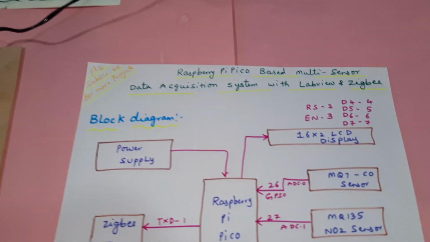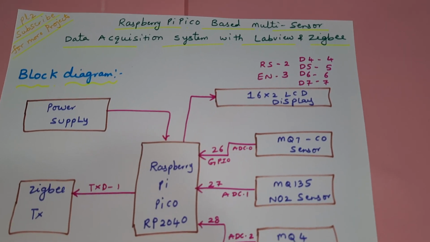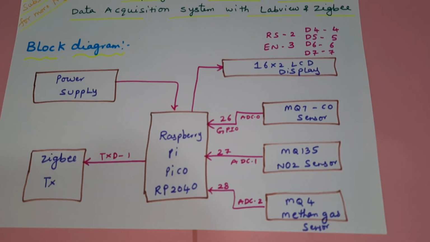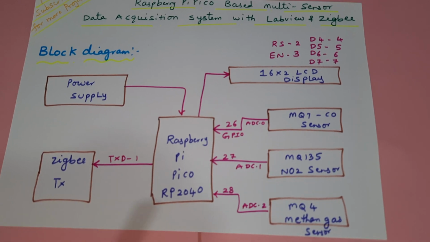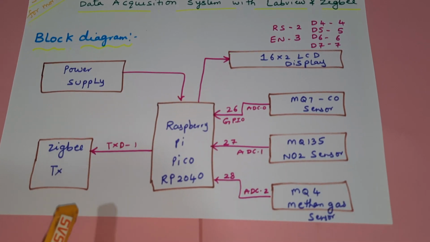The project title is Raspberry Pi Pico based multi-sensor data acquisition system with LabVIEW and ZigBee. So the ZigBee transmitter module and the desktop are connected with the ZigBee receiver module.